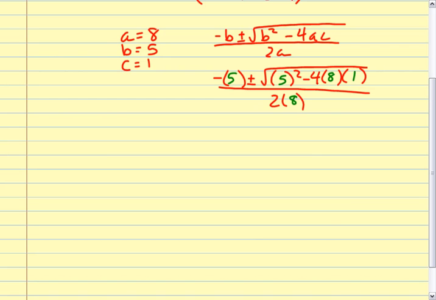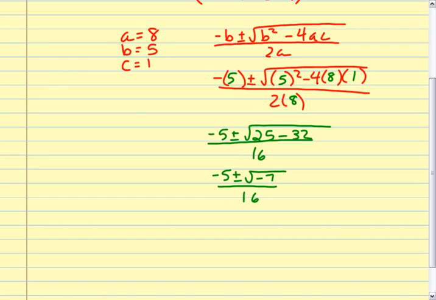C is 1. So I'm going to get negative 5 plus or minus the square root 25 minus 32. What? All over 16. Wow. Negative 5 plus or minus the square root of negative 7 over 16. Folks, you cannot have a negative under a square root. That doesn't work. It is an imaginary number, and we will learn how to work with them.